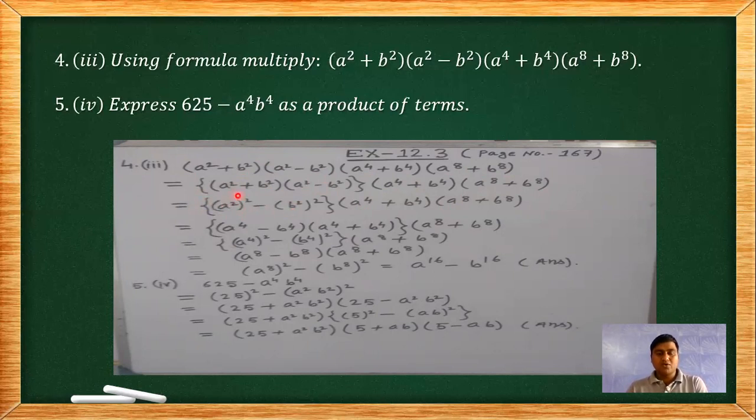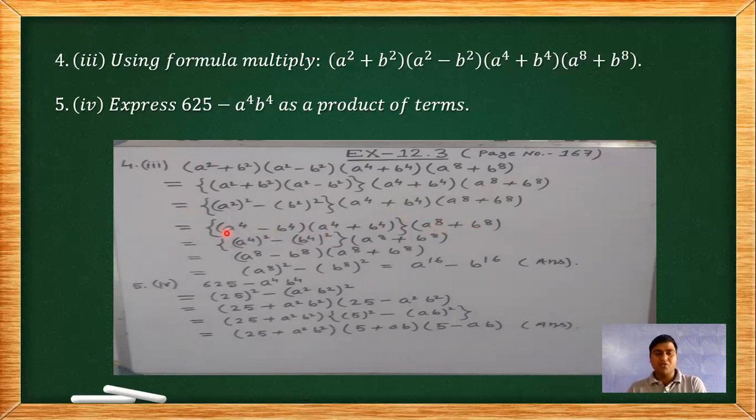That means (a square)² minus (b square)² into a to the power 4 plus b to the power 4 into a to the power 8 plus b to the power 8. Now (a square)² is a to the power 4 and (b square)² is b to the power 4. So this is a to the power 4 minus b to the power 4 into a to the power 4 plus b to the power 4, these two terms in a bracket, into a to the power 8 plus b to the power 8.